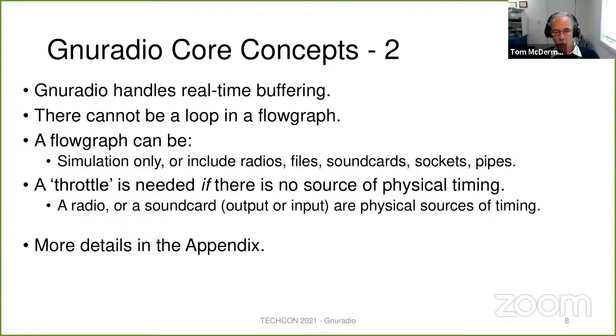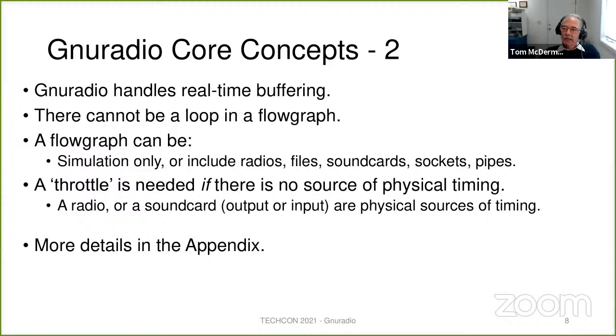And there's one other block we'll mention because you'll see it here, called a throttle. If you don't have any source of physical timing, then you need a throttle. What are sources of physical timing? Any real device, like a radio or a sound card, something on it that actually paces the flow of samples in and out. We won't go into more on that. If you're interested in more details, there's an appendix at the end of the slides, and the appendix will give you a little bit more information.